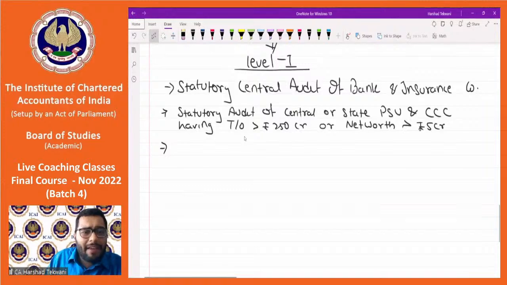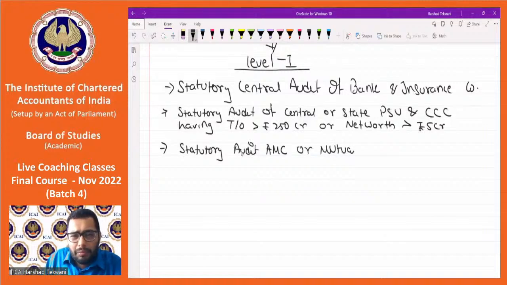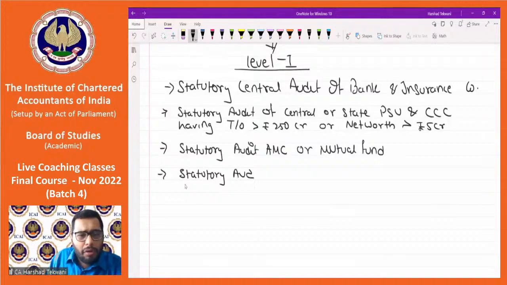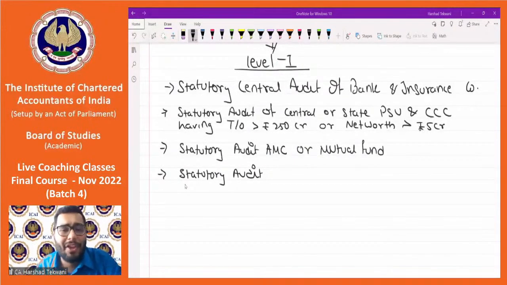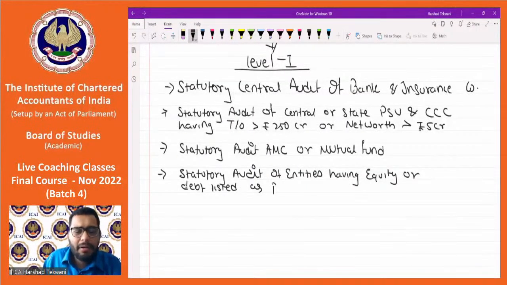Then practice unit having statutory audit of asset management companies or mutual fund. So if you have a statutory audit of asset management companies or mutual fund, then you will be the practice unit level 1. Then statutory audit of enterprise whose equity or debt securities are listed in India or abroad as per the SEBI LODR regulations.